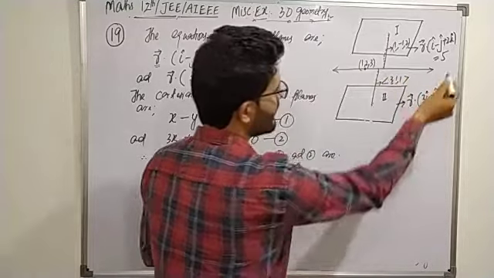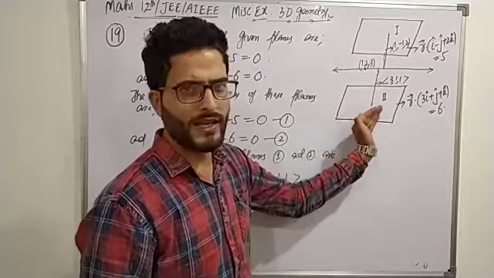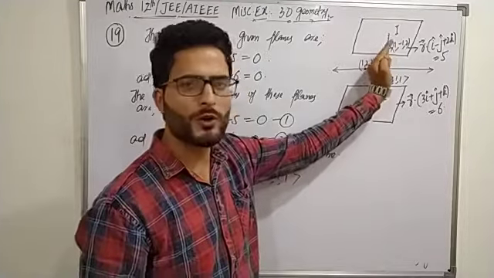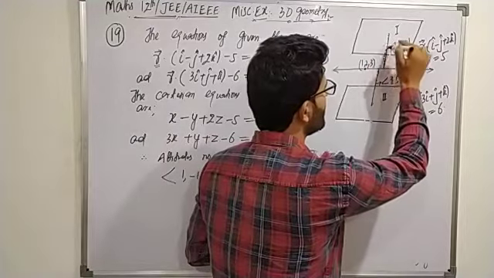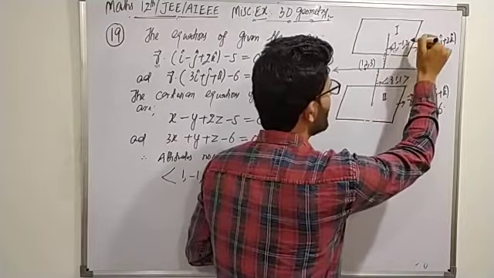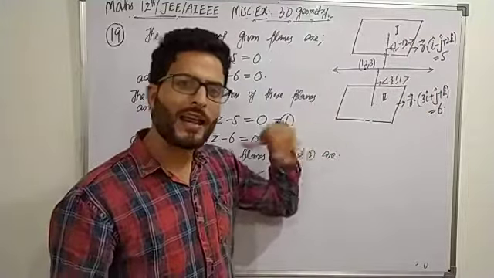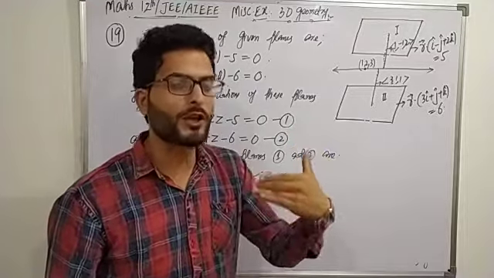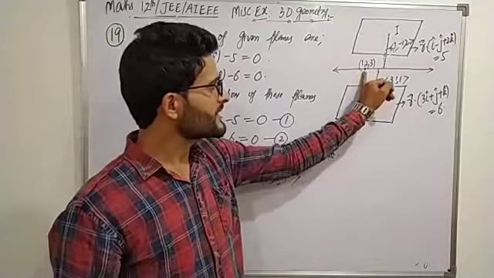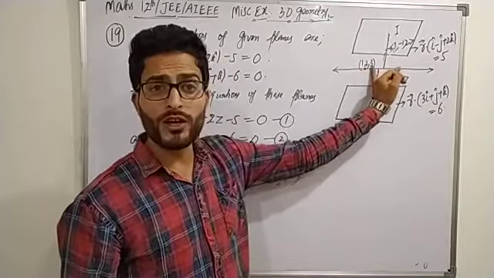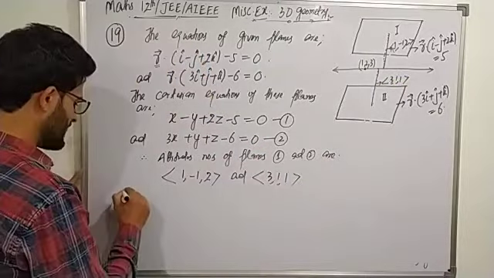Now, since the required line whose equation we have to obtain is parallel to the planes, it must be perpendicular to their normals, having direction ratios as the ordered 3-tuple of 1, minus 1, 2 and the ordered 3-tuple of 3, 1, 1. Since the line is parallel to the planes, it must be perpendicular to their normals, right? Now, since the line is passing through the point (1, 2, 3), we can find its equation in one-point form.